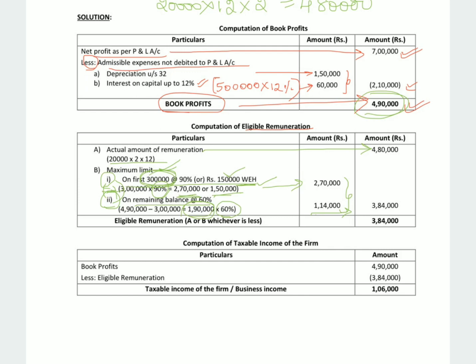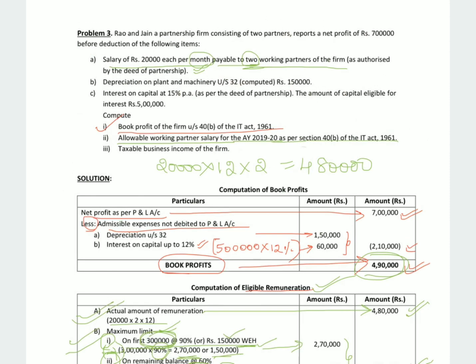Okay, I repeat the point. You have to compare the actual value of remuneration paid to working partners or the maximum limit, whichever is less. So here we have actual remuneration of 4,80,000 and maximum limit of 3,84,000. Now which is the lesser value? 3,84,000, right? So this will be your eligible remuneration. So we have now computed allowable remuneration.